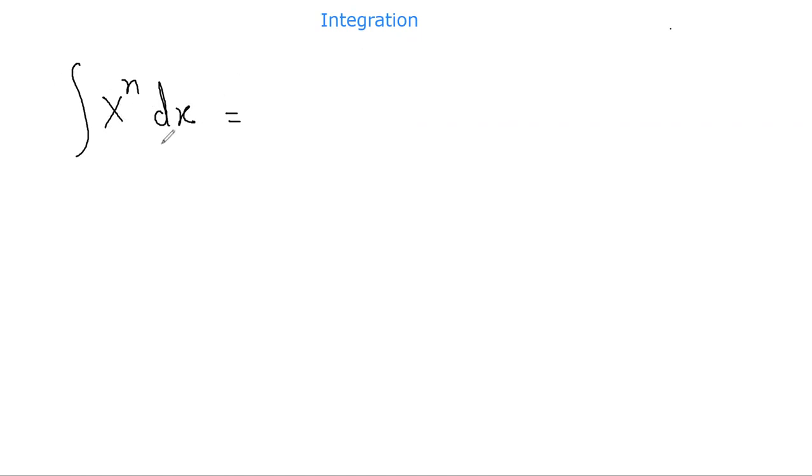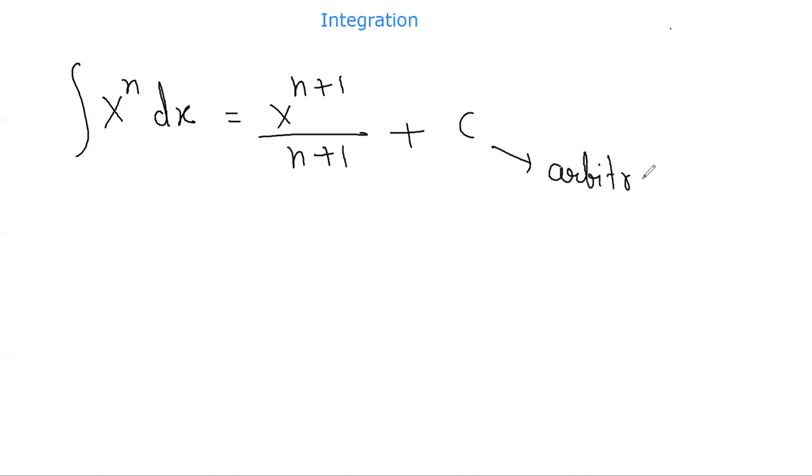So what is the formula here? The integration of x to the power n is x to the power n plus 1 divided by n plus 1, plus c, where c is called the arbitrary constant. This arbitrary constant we have to use with almost all answers of integration. Also, this is the formula of the integration.